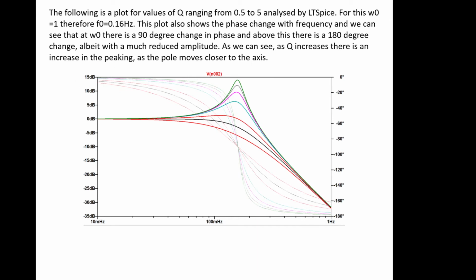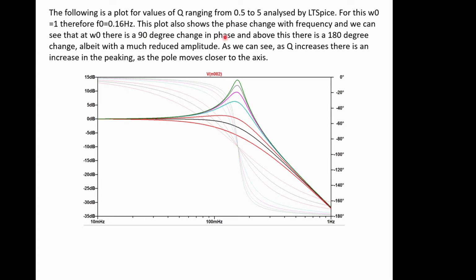So the following is a plot for values of Q ranging from 0.5 to 5. I've done it with LTspice, so you can do that as well if you want to. Omega naught equals 1. So if we put that into frequency terms, that's 0.16 Hertz again. And you can see here we've got the amplitude response showing some of the peaking, and then as the pole moves away, less peaking. But we can also see the phase response as well, as the response changes phase at omega naught. And you can see the phase change is very abrupt for high Q and less abrupt for low Q systems, which is something to bear in mind as well.